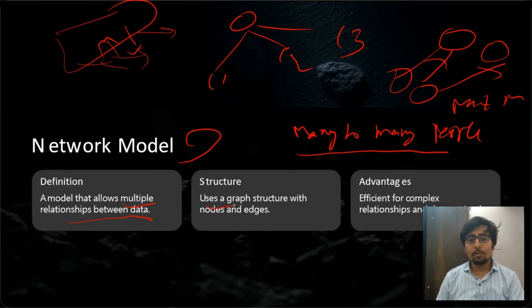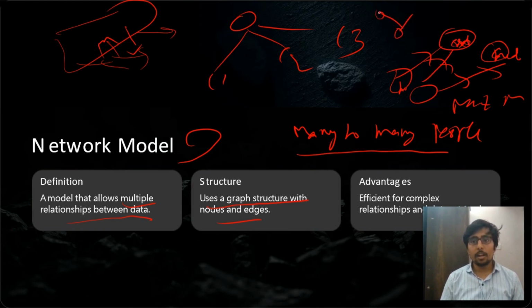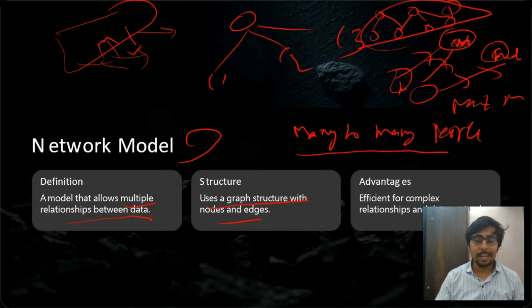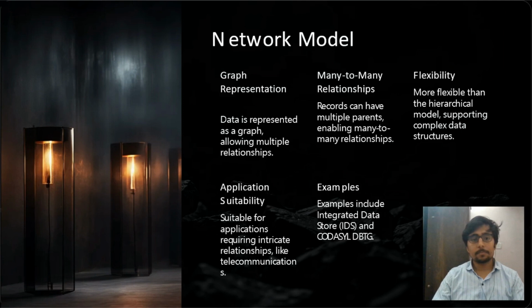As for structure, it uses a graph structure with nodes and edges. So it has so many nodes and edges. These are the nodes, and these are the edges, and it's a graph structure. So one child can have multiple parent nodes also. So it can be a many to many relation, as you can see in the diagram, right? And it can even have it like this. So this is based on the graph data structure.